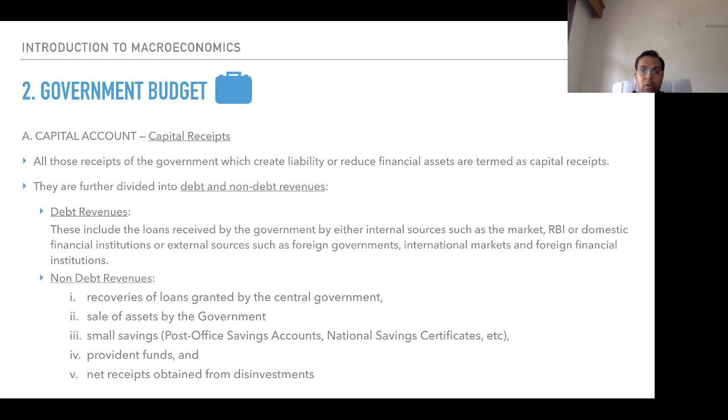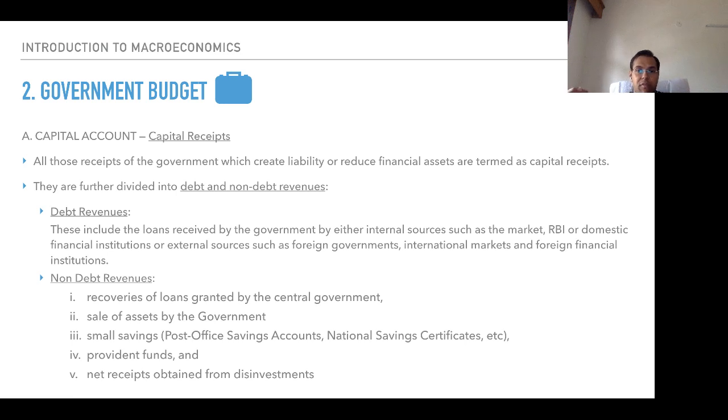So let's study about non-debt revenue. Whatever loans had been given by the central government and you have recovered a principal amount of those loans, it has been added to non-debt revenues. Recoveries of loans, it is not something which is to be paid back. It is not something which is an obligation on you. It is something that you receive. Recoveries of loans granted by the central government.